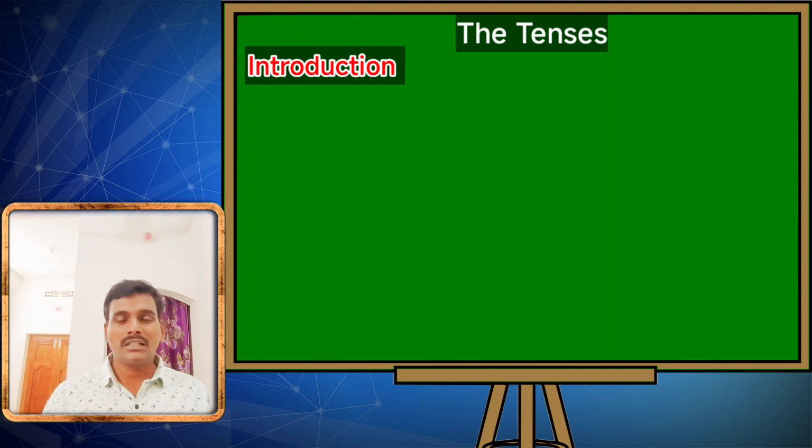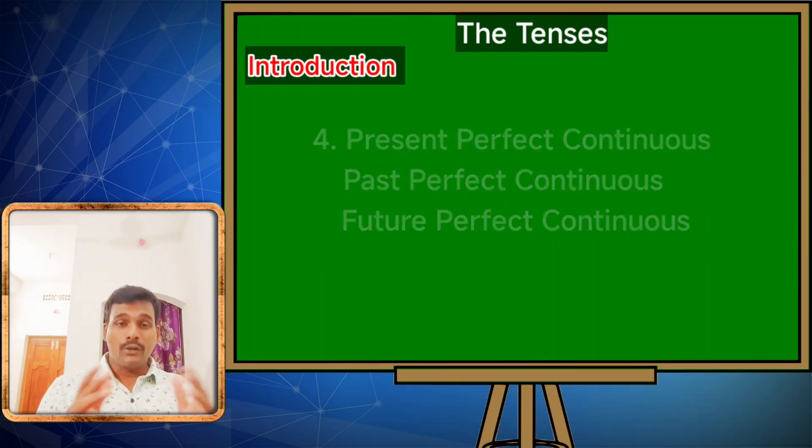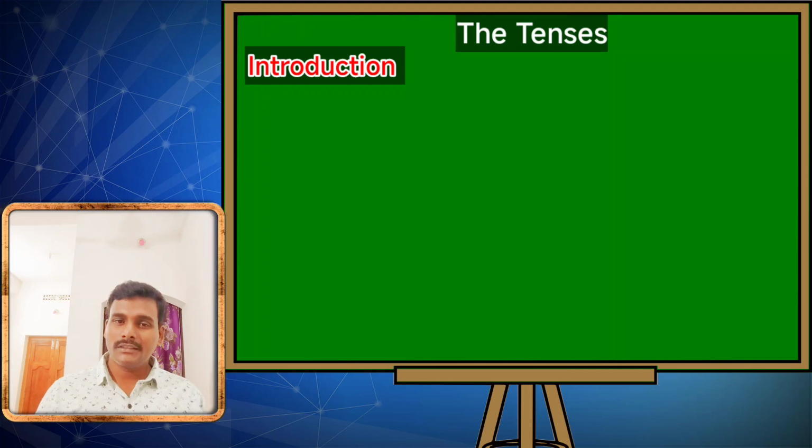Moving to the last division of the tense, they are perfect continuous tenses. Present perfect continuous, past perfect continuous, and the future perfect continuous tense. These tenses, in simple words, have perfection and continuation, both in a single sentence, right? That's simply perfect continuous tenses. I hope I could edify you about the tense.